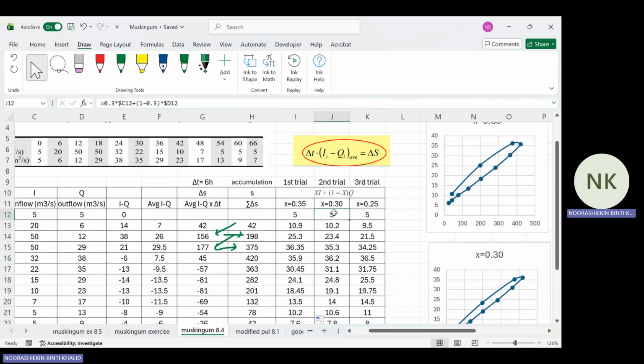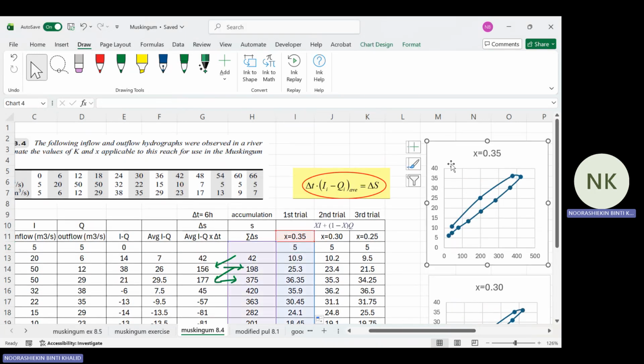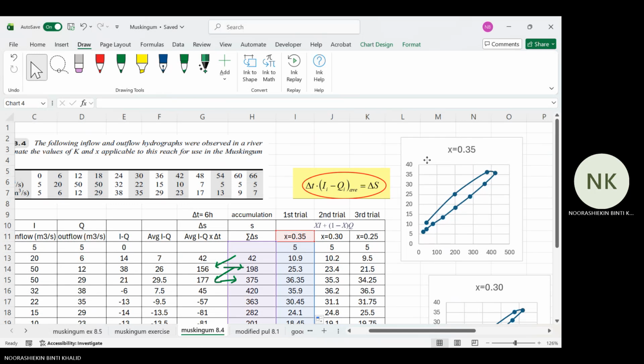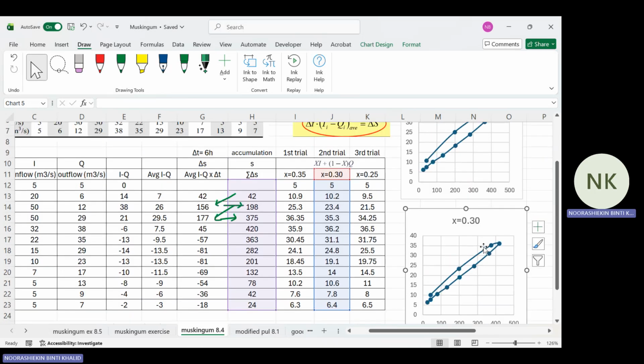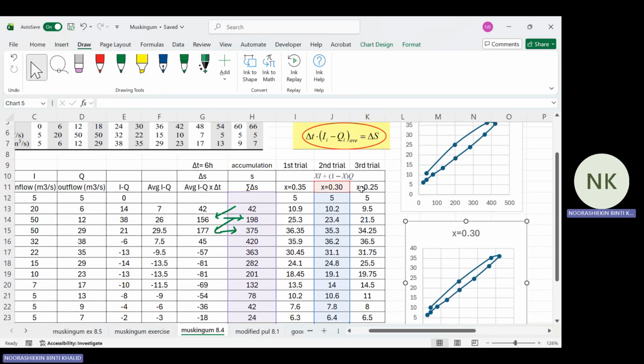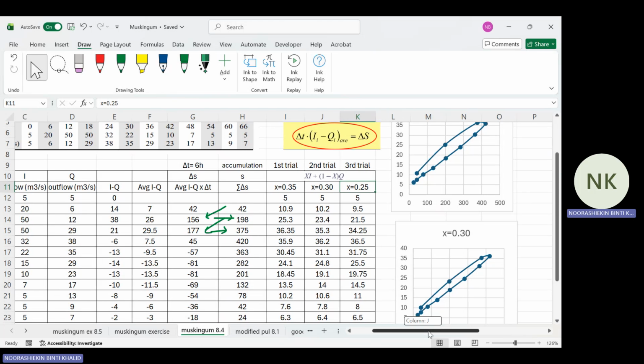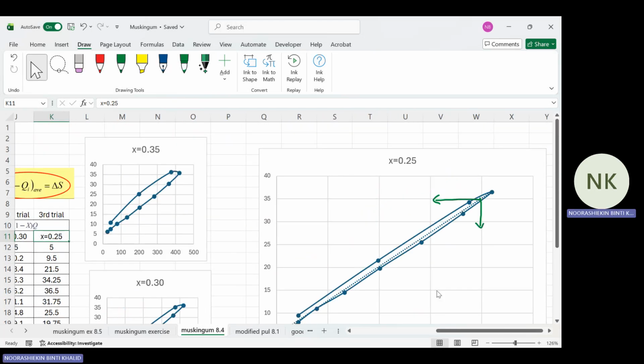And then also try with the graph that you get for x 0.35. So you got this graph. The shape is like this. And then try with 0.3. The shape is like this one. It becomes narrow. And then try with x 0.25. Then I got this one.